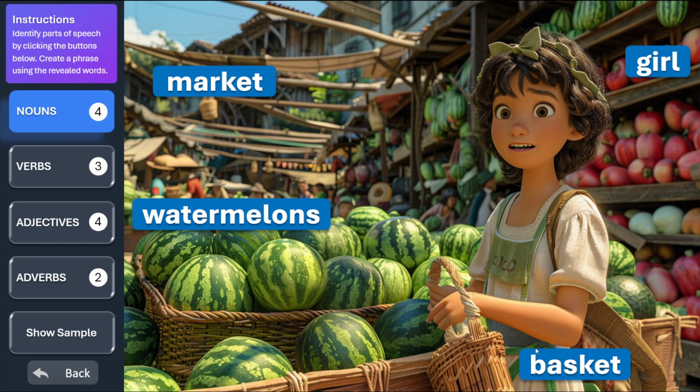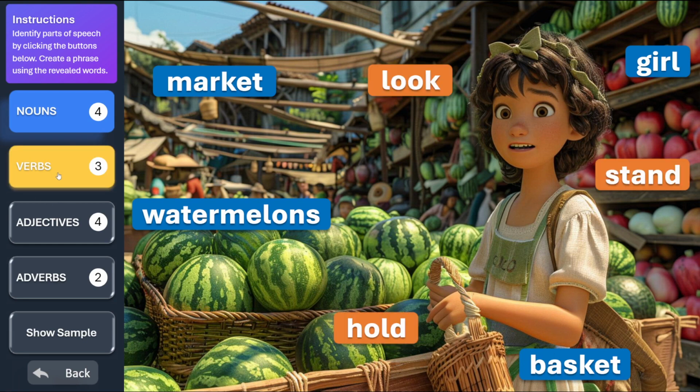And then we say, okay, what are the verbs? We have 3 verbs. And we can see that the girl is standing and the girl is looking. And we can see the word hold. So I can assume she's holding the basket. And we could stop there and we can say there's a girl in a market holding a basket, looking at some watermelons, or maybe standing next to some watermelons, looking at someone or something.